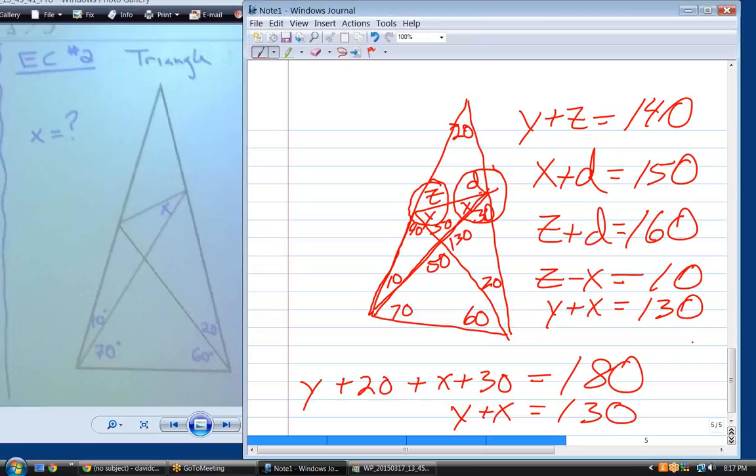I hate geometry problems that I can't solve, because I can solve most of them. Let me think about this for another minute. Do we have similar triangles anywhere? I don't think so. 10, 20, and 150. 20.